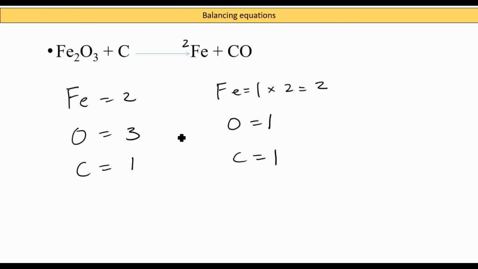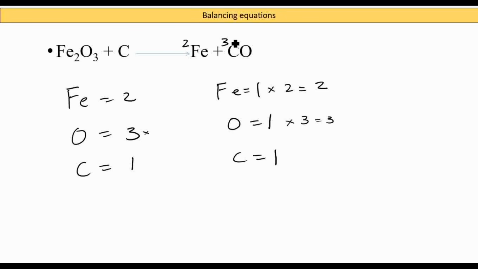Alright, my oxygen is off. So I have 3 here. I have 1 here. So what I can do is, how can I get these to be the same? Now possibly what you're thinking about is to try 3. If I do that, and notice I said try, that one is fine. So let's put a 3 there.